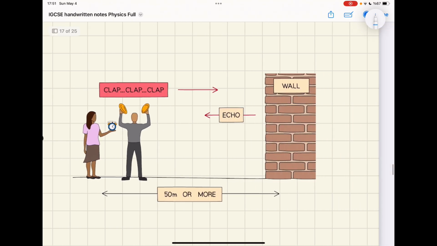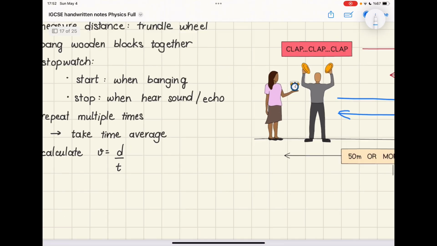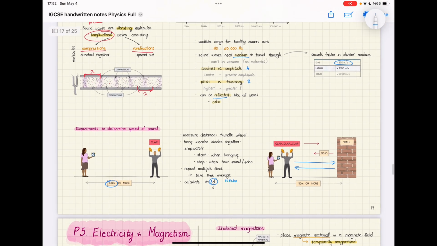Now for an echo, we can do this better, because in an echo we have the distance from us to the wall or some type of wall and then back also. So please do not forget this when calculating the speed for an echo. This usually would be 2D. Be careful about this. Do not forget that the distance will be doubled in this context.